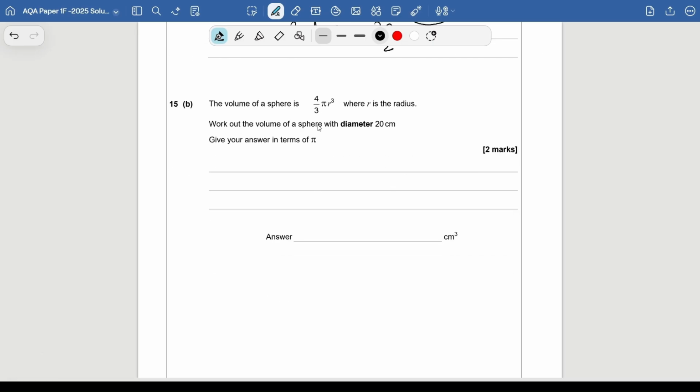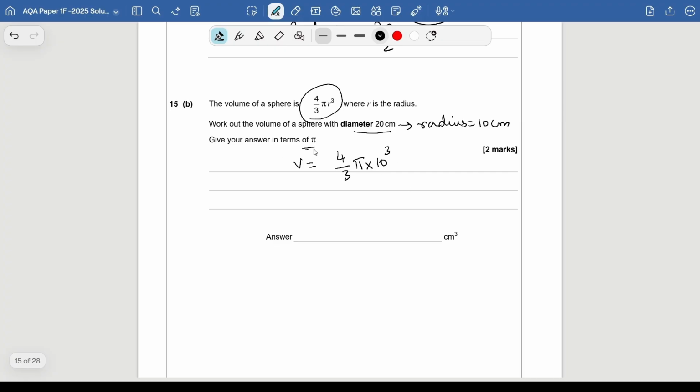The volume of a sphere is 4/3 pi r cubed, where r is the radius. Work out the volume of a sphere with diameter 20. If the diameter is 20, then the radius will be 10 because it's half of it. So the radius is 10. We substitute the radius in this formula to get the volume. So volume will be 4/3 pi times r cubed. r is 10, so 10 cubed.